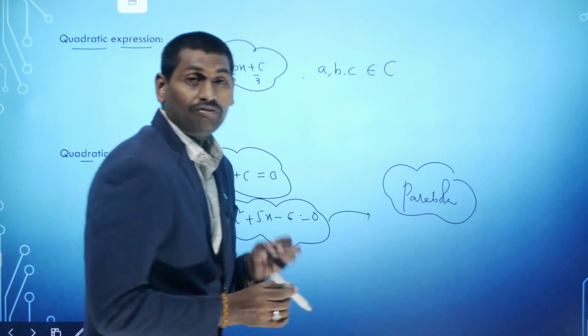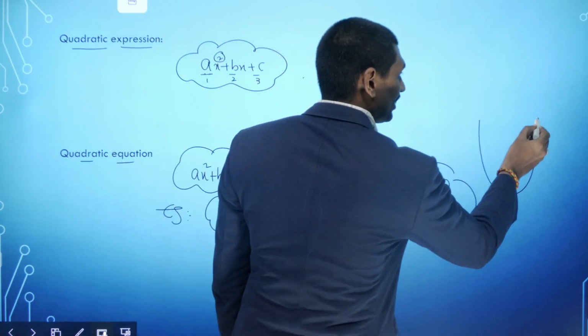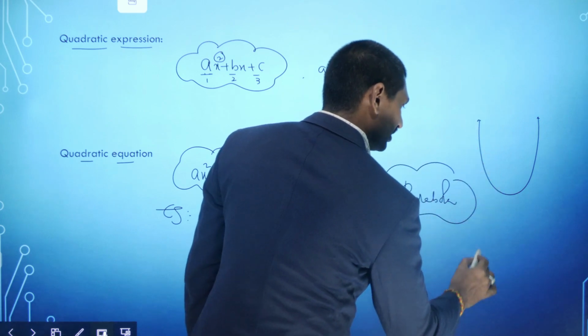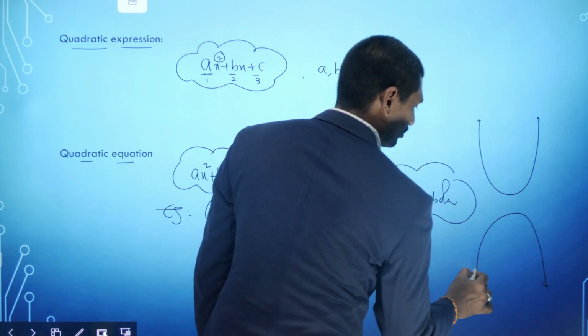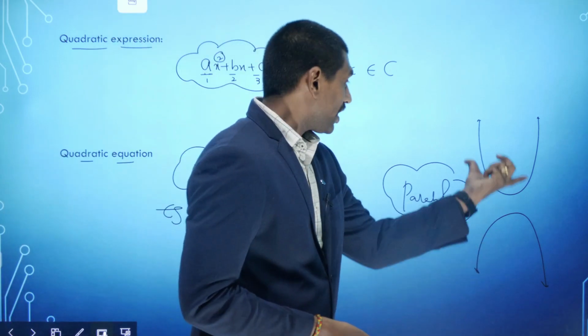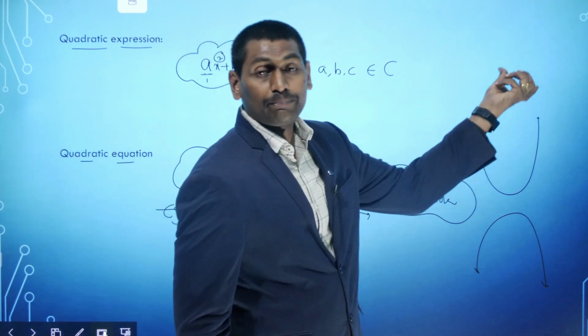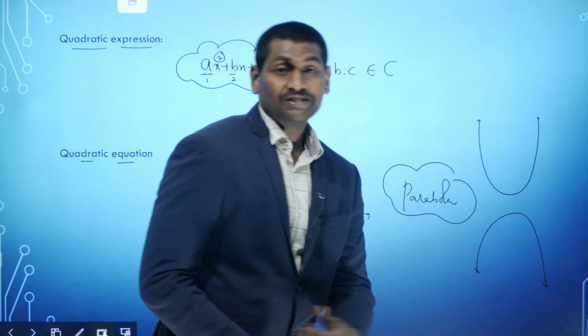It will give you the shape of a parabola. A parabola looks like a U shape, or it can look like an inverted U shape also. Both shapes can be called a parabola. They are called an open upwards parabola and an open downwards parabola.